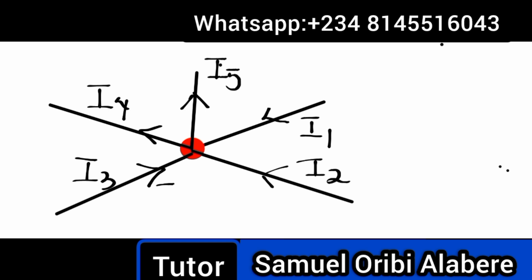So as you can see in the above diagram, we have I1 which is going into the node, we have I2 which is going into the node, we have I3 which is going into the node, then we have I4 which is going out of the node, then we have I5 which is going out of the node. So the question tells us to find I5 while all these other four values are given. So now let's take note of the four values.